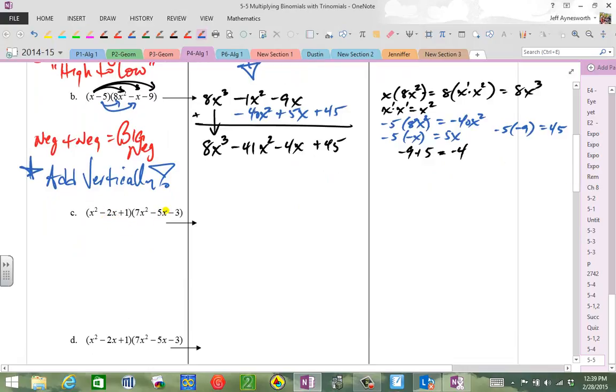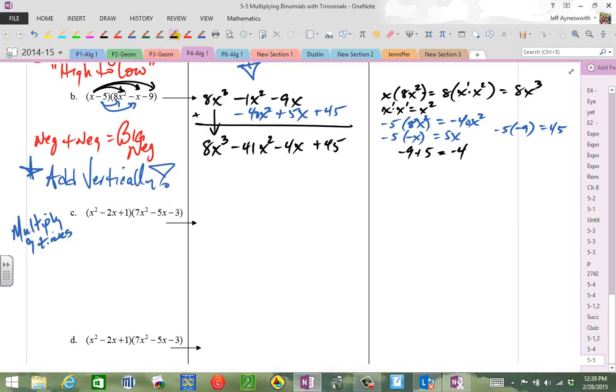But this time you got 3 terms times 3 terms. 3 times 3 is 9, so you got to multiply 9 times. Why 9? Well, let me see. You got to distribute the first term 3 times, the second term 3 times, the third term 3 times. All right, so we're going to go slow on this one. All right, here we go.